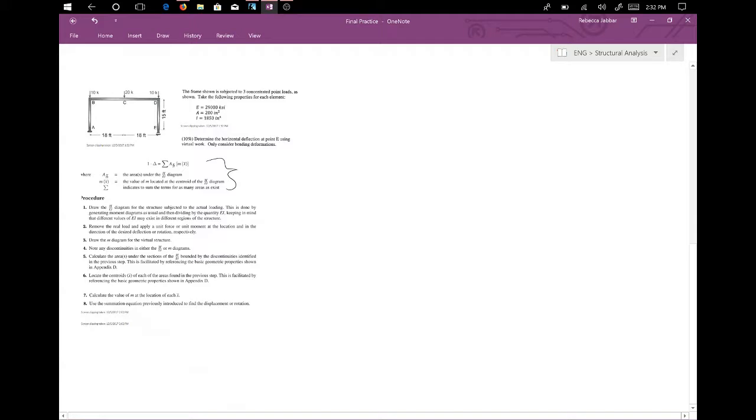So our first thing we do is create this M over EI diagram, which is essentially creating a moment diagram and then dividing by EI. And I recommend keeping EI that way. Do not plug in the values. In this case, look at whatever our max moment is and divide M by EI and keep that simple.